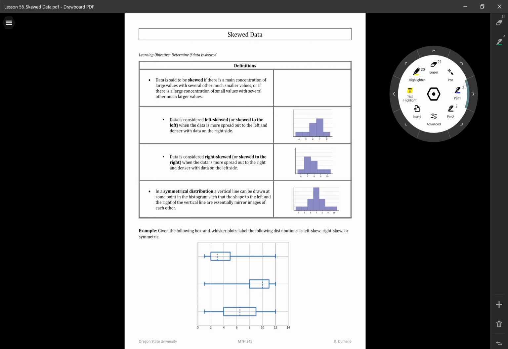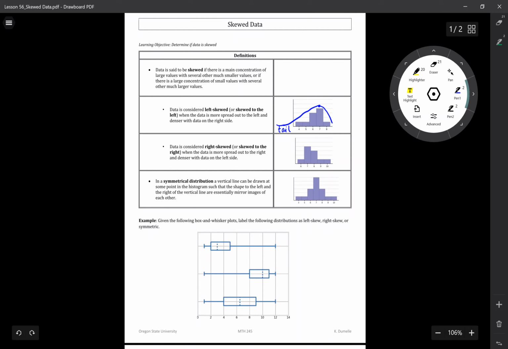So we say that data is considered to be left skewed or skewed to the left when the data is more spread out to the left and much denser with data on the right side. So here we can see that this is where a lot of our data is concentrated, and our shape is kind of like this. So this end here, we call this the tail, where a lot of the smaller values have fewer frequencies. In this case, our mean is right here.